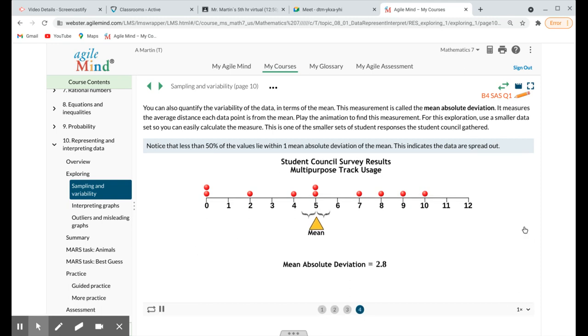Great job. So notice that less than 50% of the values lie within one mean absolute deviation of the mean. So this indicates that the data is spread out. What I mean by that is if you draw the mean absolute deviation out from your mean on both sides, there's only one point on each side within it. Since this is the case, our data is spread out. If more points were inside of there, then that would mean our data is what? Compact, or close. Correct.